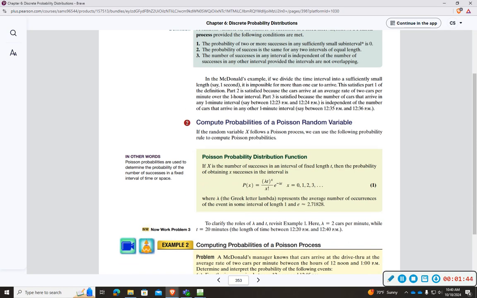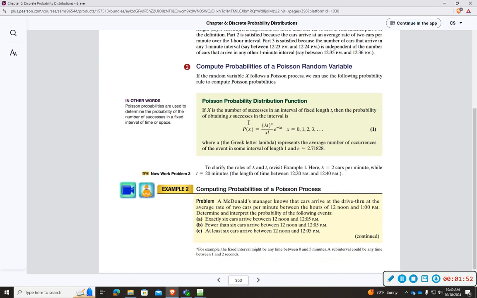So the second objective, number 2 right here, we're going to compute the probabilities of a Poisson random variable. So here is the description. X is the number of successes, and we're trying to see if X is 1, 2, 3, 4, some number, some little x. And then here are the parameters. So we have lambda times t. Lambda is the Greek symbol that represents the average number of occurrences in some interval, and then t is the time length, or the interval length. And then we have x factorial, and then e to the negative lambda t.